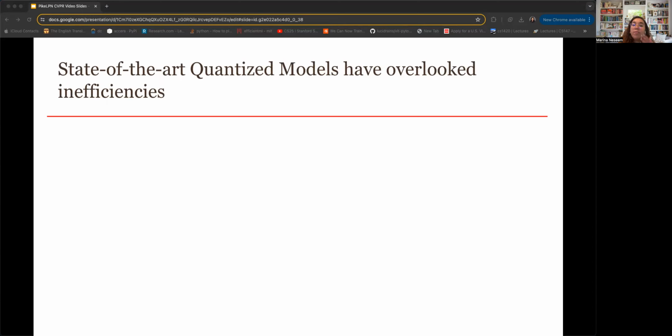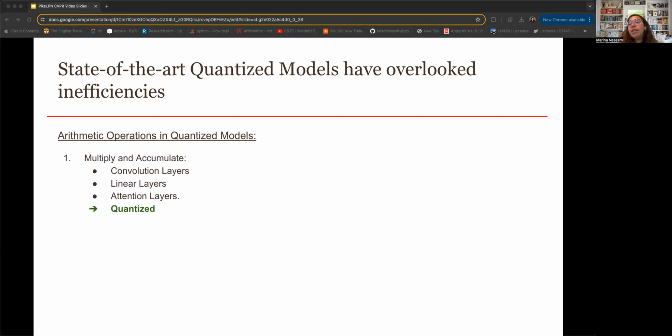In this paper, we performed a deep analysis into the energy consumption of state-of-the-art low-precision models and the arithmetic operations they involve. So first, we have the multiply accumulate operations in layers such as convolution, linear layers, and attention layers. This is where most of the research effort on quantization goes. But then there are also element-wise operations in layers such as batch normalization, activation functions, and also those quantization-specific parameters for scaling. Those operations are always left unquantized in state-of-the-art models.